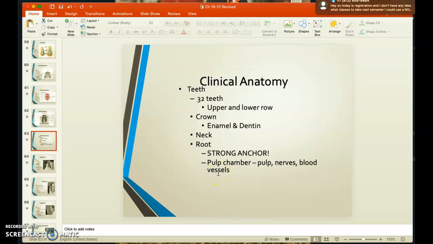You have 32 teeth, okay, upper and lower rows. Hopefully you have 32 teeth, surrounded by enamel. Enamel can wear away over time. It can become yellow. It can become stained. The neck sits within the gums, and the root serves as a strong, strong anchor.